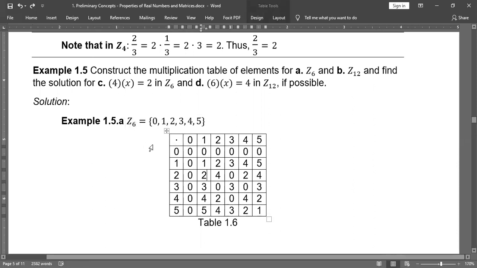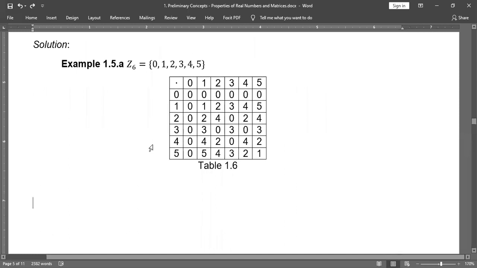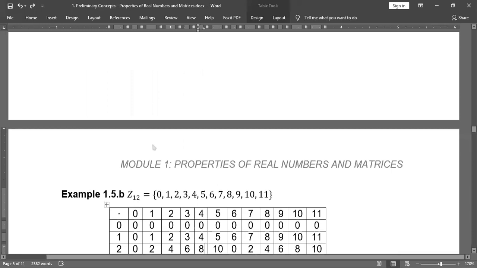Okay na yung table, no? Walang problema sa construction ng table. So, okay din yung sa Z12. Medyo mahaba lang ang Z12, although madali lang siya.